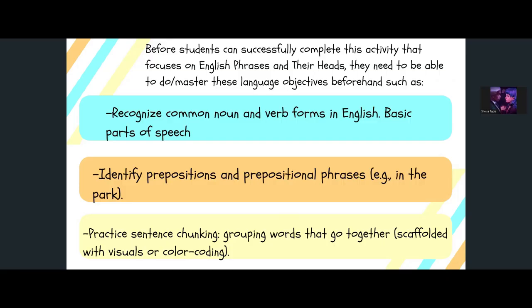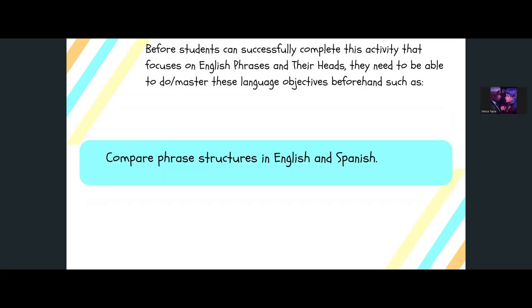They also need to identify prepositions and prepositional phrases. For example, in the park, at the school. They need to practice sentence chunking, so grouping words that go together, scaffolded with visuals or color coding. I personally really like color coding, and I also use a lot of visuals to follow with it. And then lastly, compare phrase structures in English and Spanish. That really helps students to see that there are differences, but there are very similar things that can also help them in order to understand better.